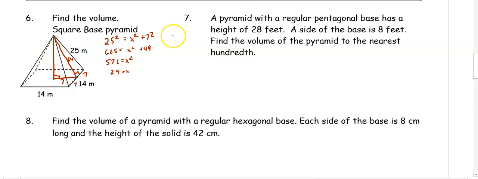So when we do that, we have 24 squared equals 7 squared plus y squared. 576 equals 49 plus y squared. So we get 527 is equal to y squared. 527 can't be simplified at all, so it would be the square root of 527 equals y. That's going to be the height of our pyramid. So to find our volume then, it is 1/3 the base area, so 14 times 14.